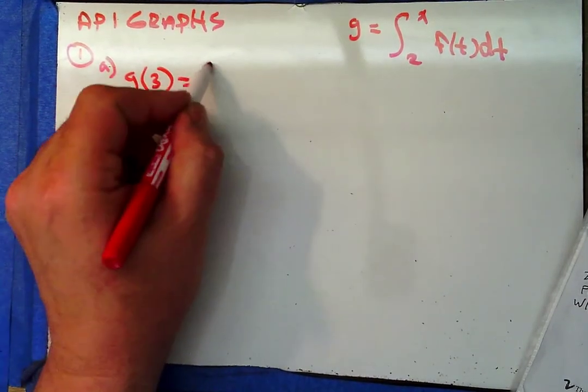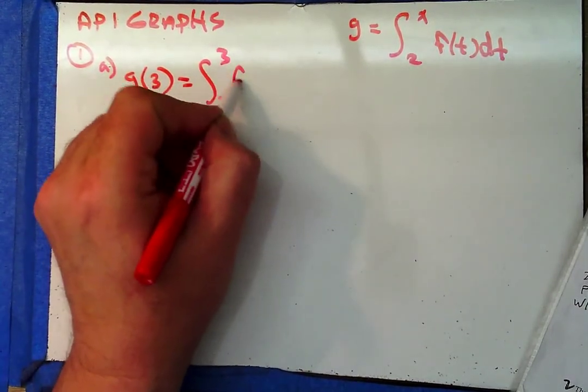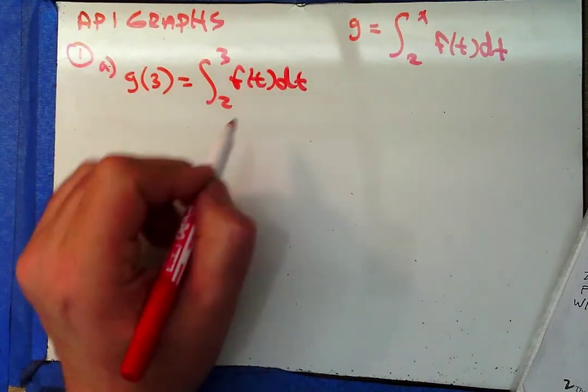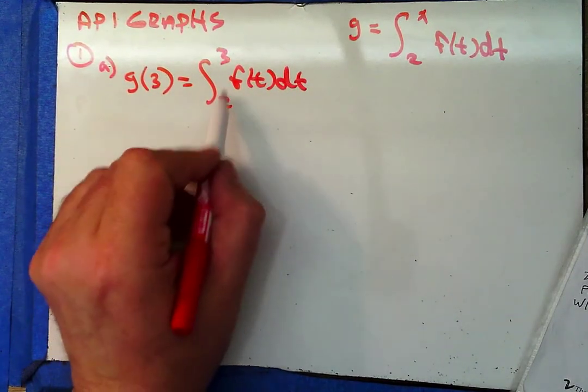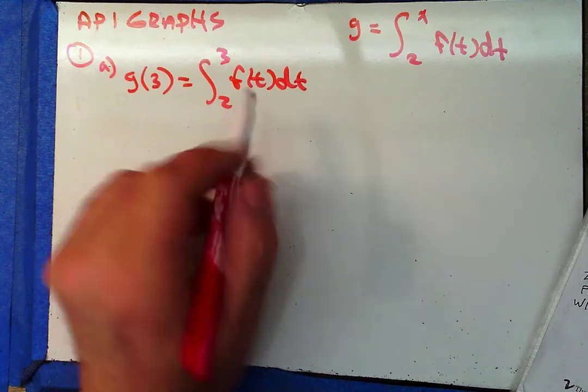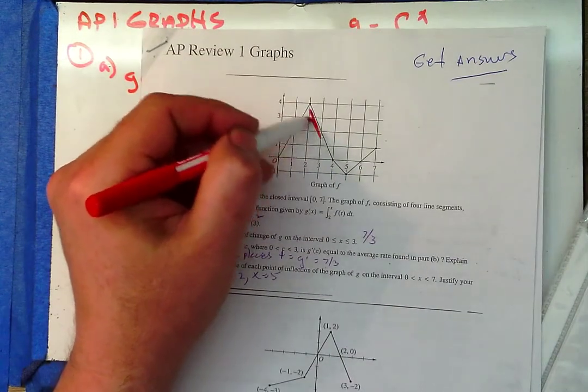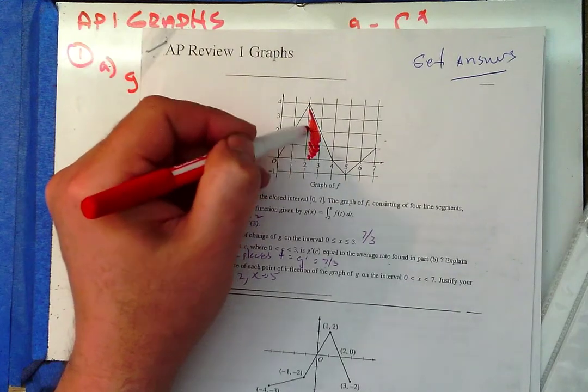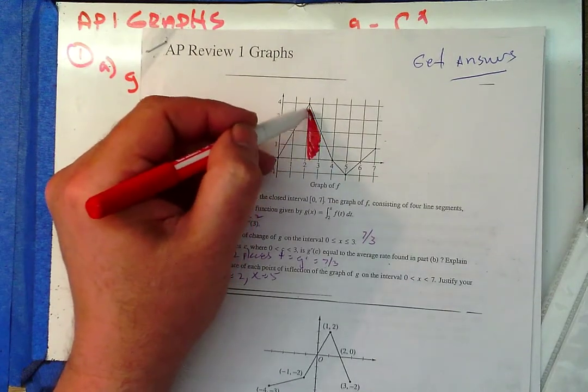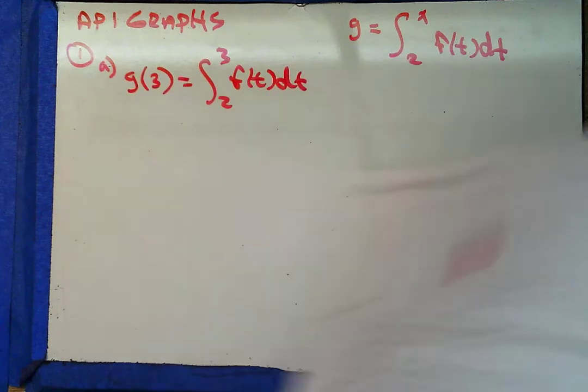Well, g of 3 would be the integral from 2 to 3 of f of t dt, which is the area under the f curve from 2 to 3. And so the area under the f curve from 2 to 3 is this area here, which looks like 1, 2, and half of 2 boxes, or 3.